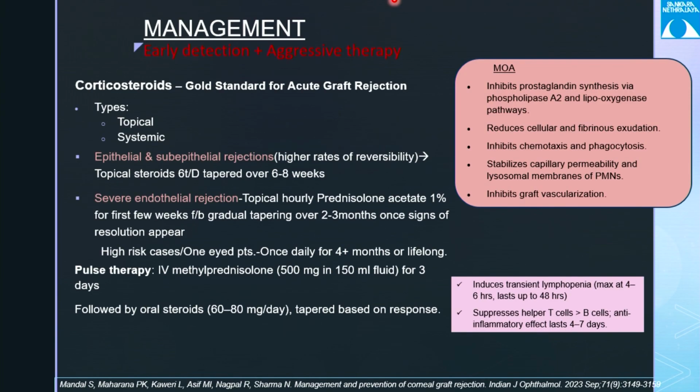So management is basically corticosteroids as the gold standard, and they can be given topical or systemic. In cases of epithelial and subepithelial rejection, topical and systemic? If you say topical or systemic, for epithelial also we give oral? No, that is why I'm saying topical and systemic. So for epithelial and subepithelial rejection, topical steroids 6 times daily, tapered over 6 to 8 weeks, is always given. Hourly, maybe we gave less.